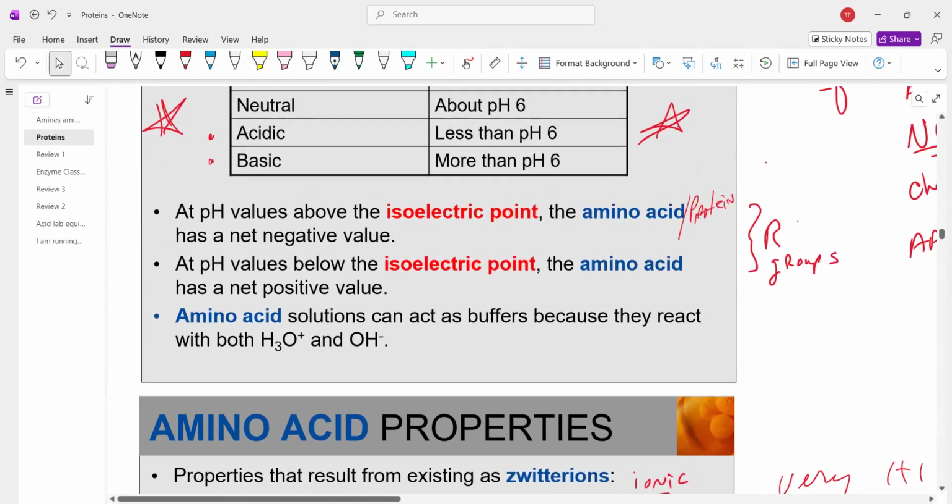So if the pH is above the isoelectric point, it's going to be a negative value. If you go below it, it's going to be a positive value. Either case, it's going to be soluble in water. Okay, so I wanted to end on a really cool topic. I think it's a cool topic.